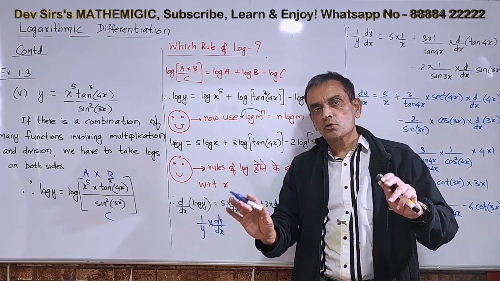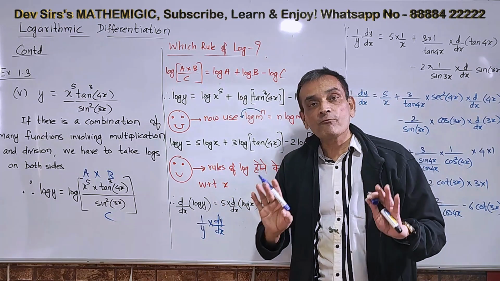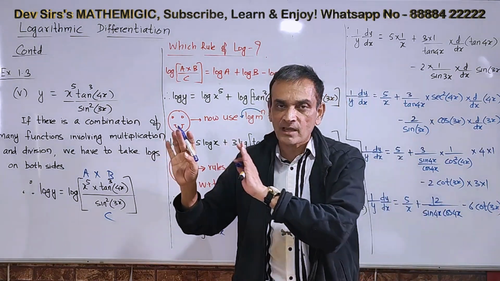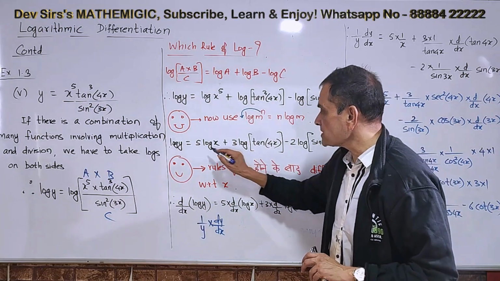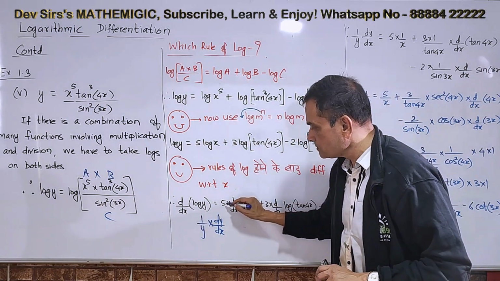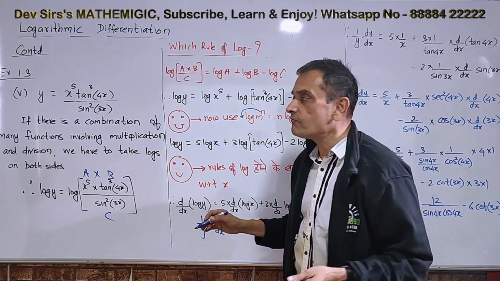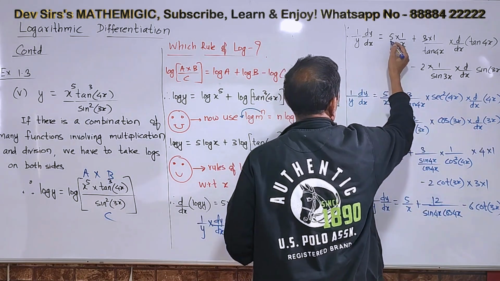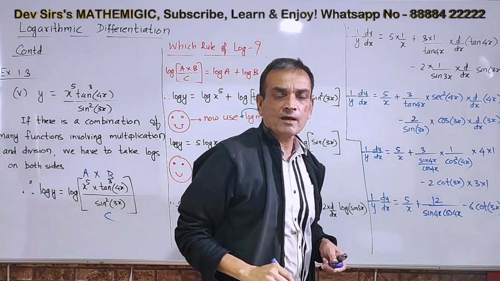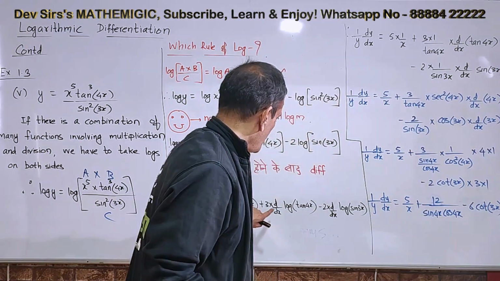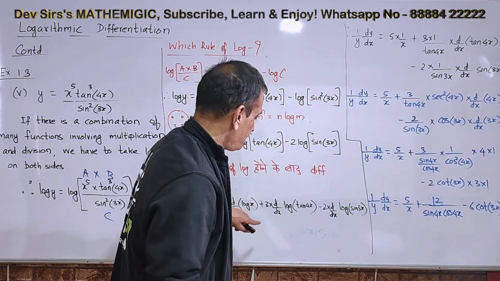5 is constant, we don't have to do anything to it, keep it aside. If only 5 was there, derivative of 5 is 0. But 5 is present along with a function. So 5 is kept aside. d by dx of log x, standard formula. 5 is kept aside. Derivative of log x is 1 upon x. 3 constant is kept aside.